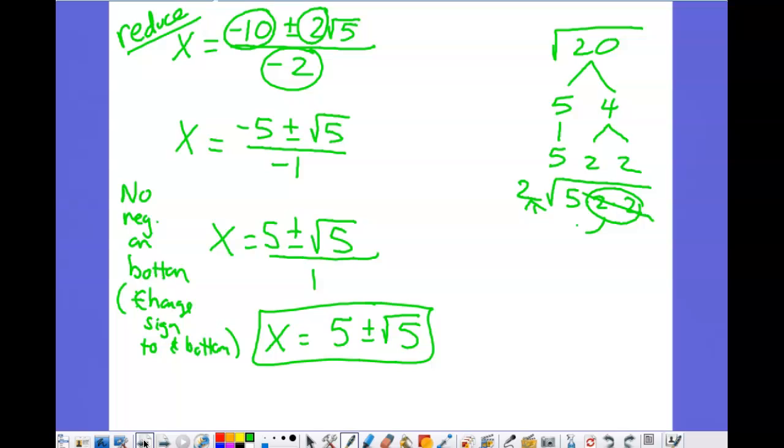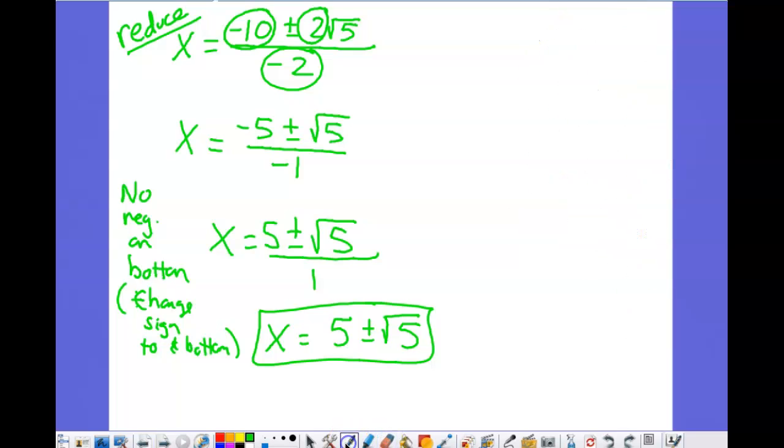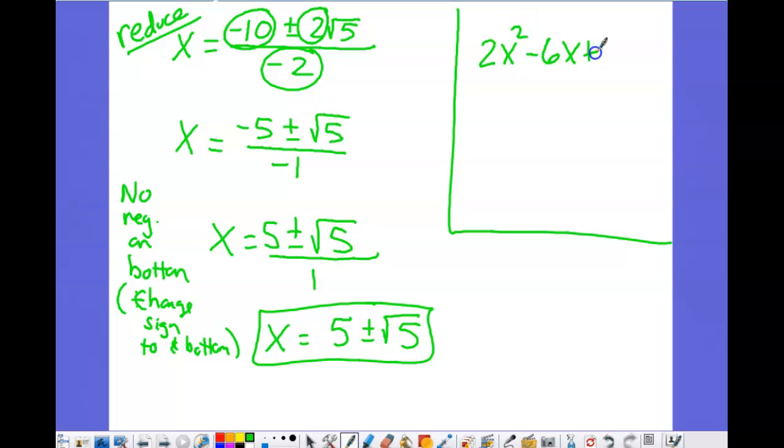Still writing? Tell you what I'll do then. I'm going to go ahead and erase this, and then write your student practice up because I don't want to lose too much more time. Here's yours: 2x squared minus 6x plus 8 equals y.